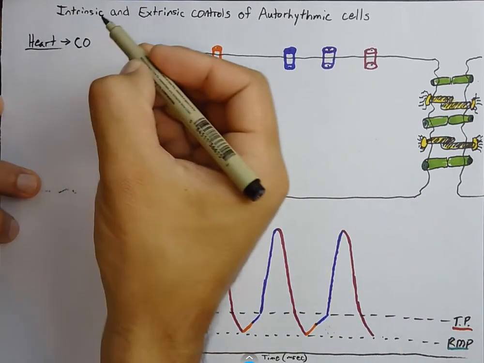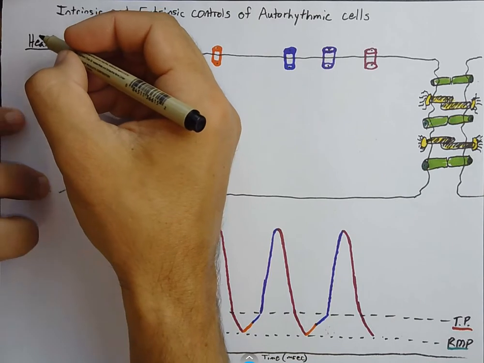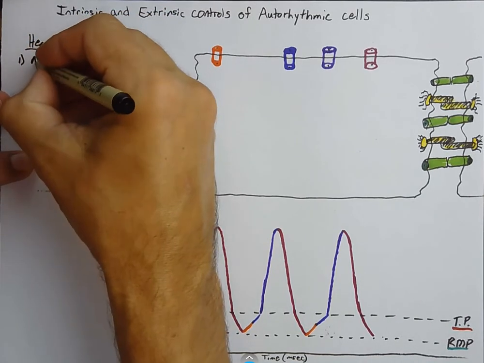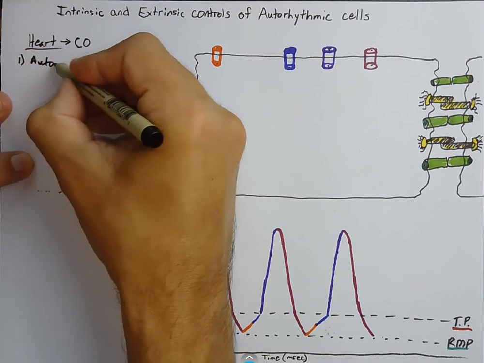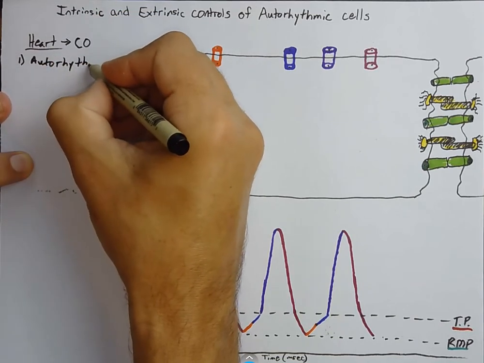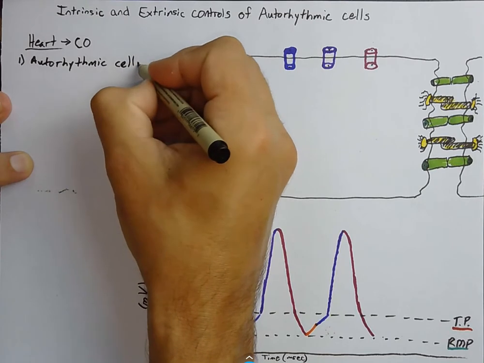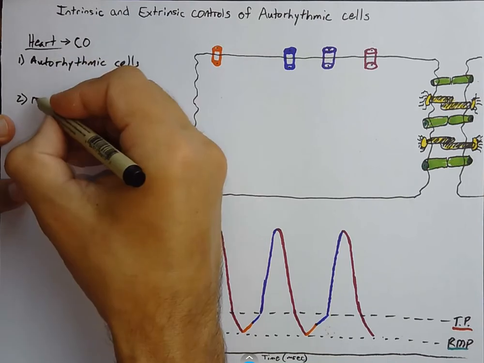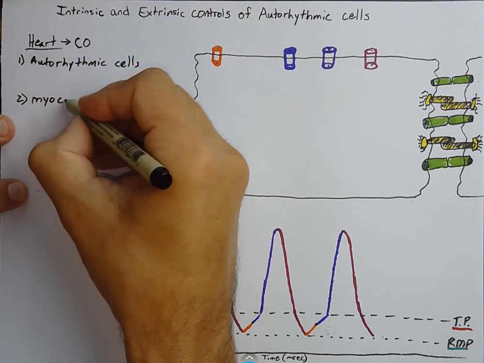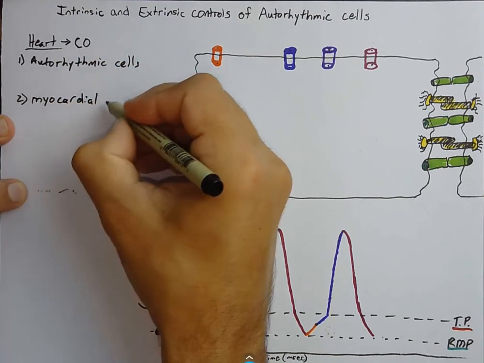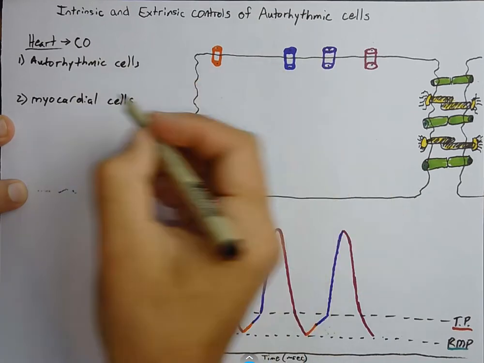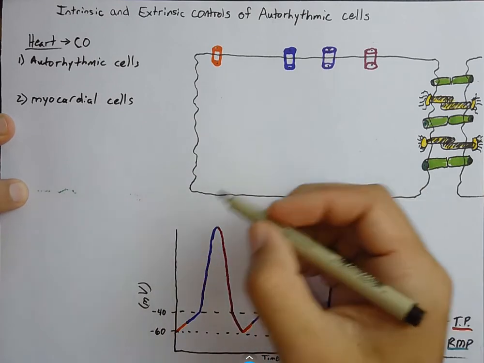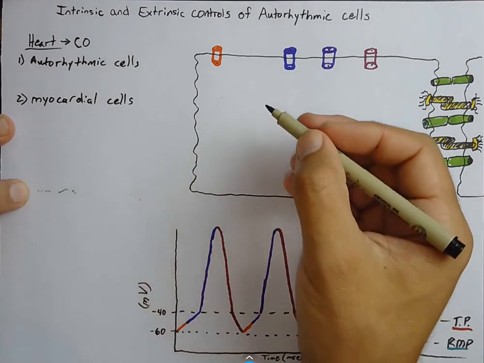If you'll recall, the heart is made up of two major cardiomyocytes. One, we have the autorhythmic cells. And two, we have the myocytes themselves, the myocardial cells. And those myocardial cells are going to contract and relax, whereas the autorhythmic cells are going to create their own rhythm. They're going to create their own action potentials.